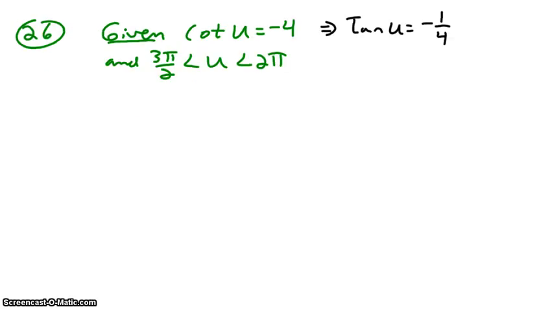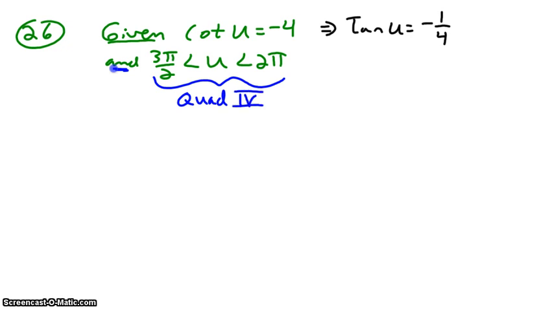Last but not least, we're going to look at number 26. And this is given the cotangent u equals -4, and we're in this restrictive domain that u falls between 3 pi over 2 and 2 pi. This basically tells me I'm working in quadrant 4.